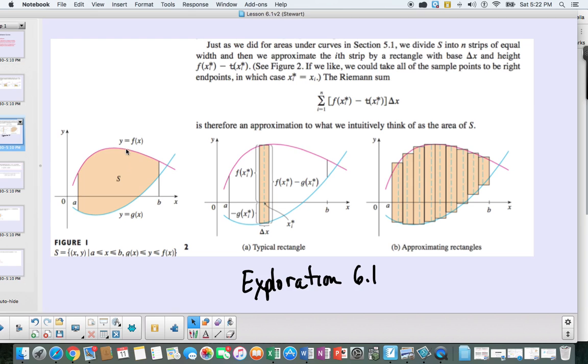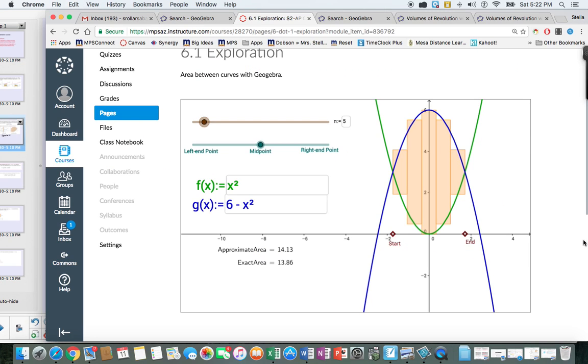Now you can see that the area between the two curves will be broken down into rectangles. This is going to represent a Riemann sum. Let's go to the exploration. The Riemann sums are midpoint rectangles, but we certainly could do left-hand or right-hand point Riemann sums. We'll stick with the midpoint. And the idea is to increase the number of rectangles because that increases the accuracy.